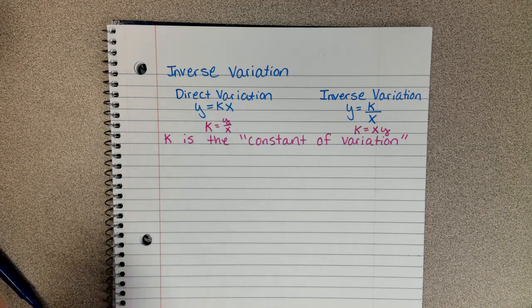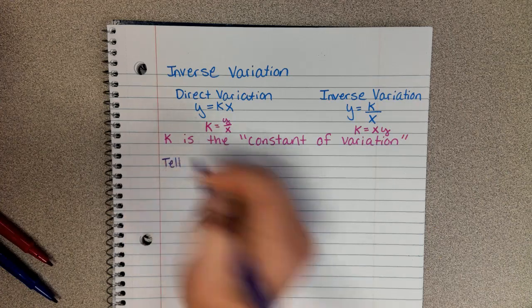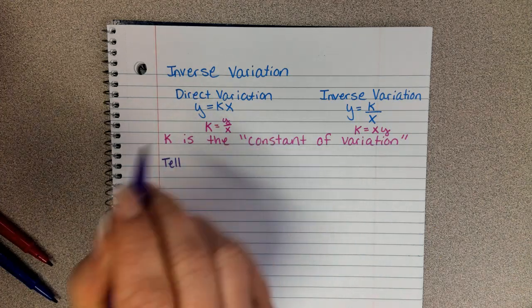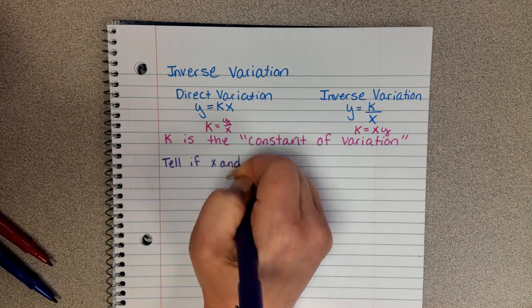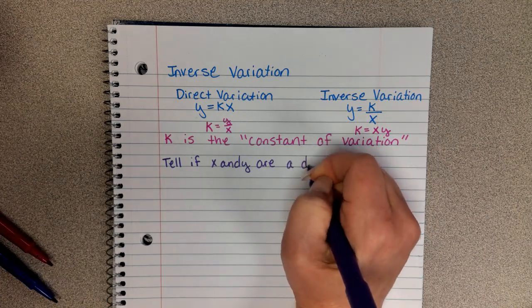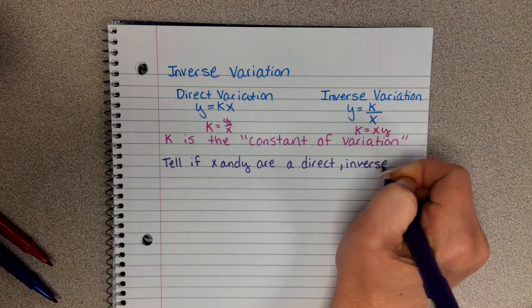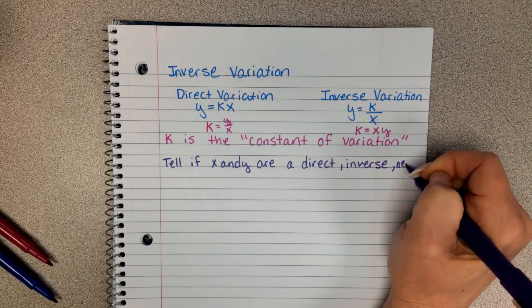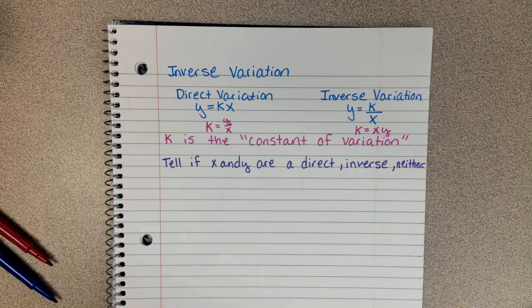Now, the first thing we have to be able to do with this information is tell if x and y are a direct variation, inverse variation, or neither. All relationships in math are either direct, inverse, or neither. So we're going to look at some different examples.